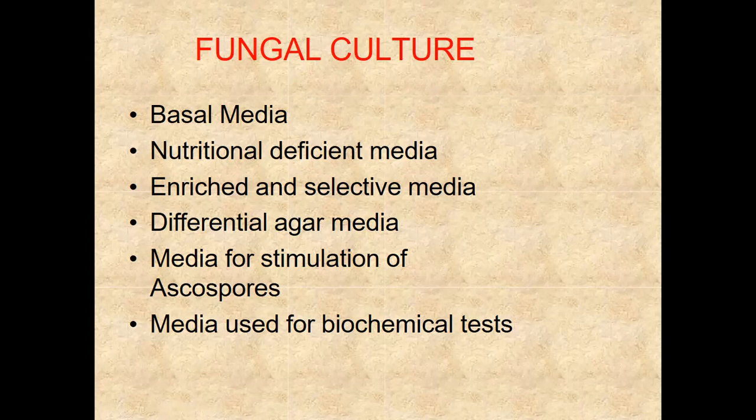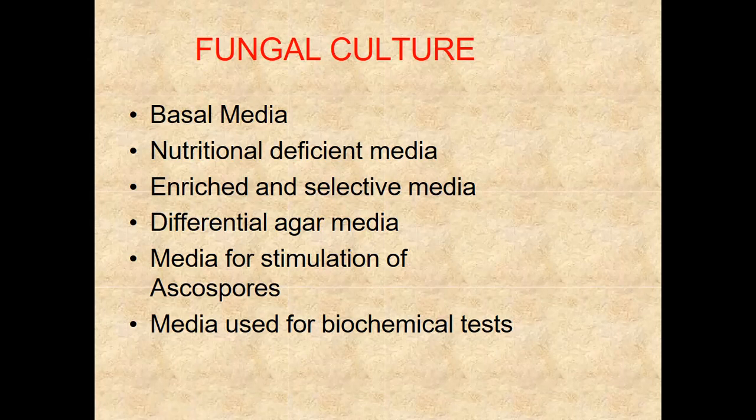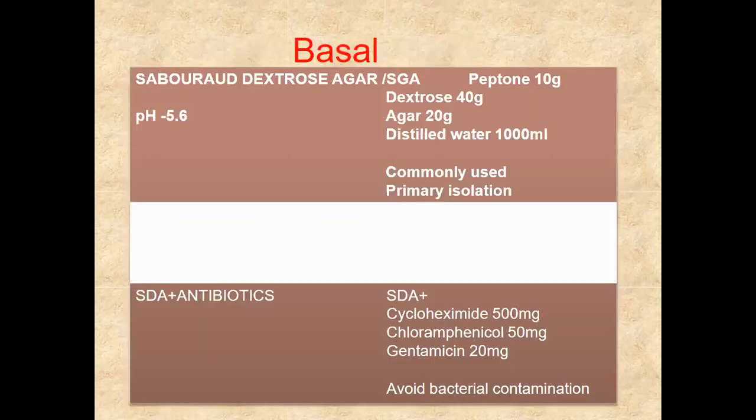In laboratories, generally, different types of media are used for culturing the fungal organisms, like basal media, nutritionally deficient media, enriched and selective media, differential agar media, media for stimulation of ascospores, or media used for biochemical tests. These are the different types of culture media used for fungal culture. We'll go one after the other: the composition of each medium, and which type of fungal organism can be cultured on that medium.